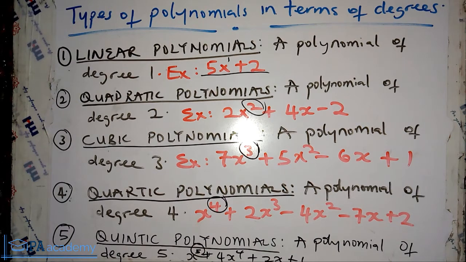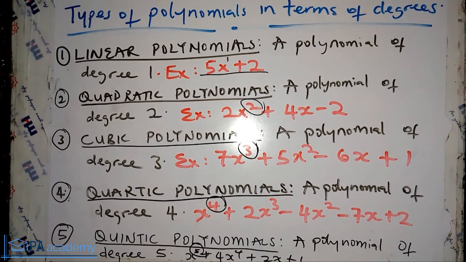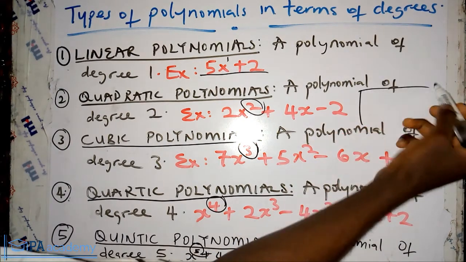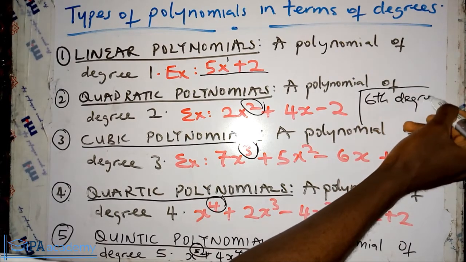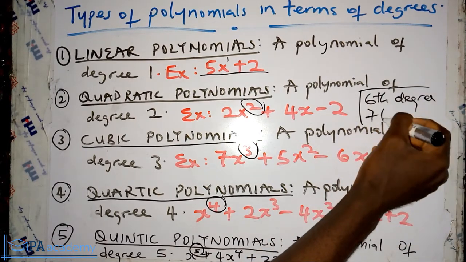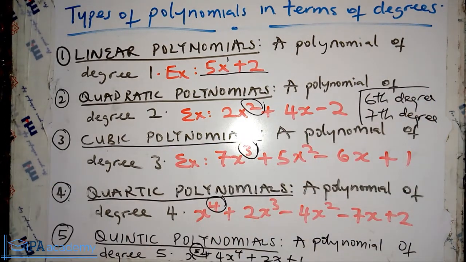Now anything beyond the degree of 5, we just call it with a number. So if we have a polynomial with, for example, the degree of 6, we call it a sixth degree polynomial. If it's 7, we just call it a seventh degree polynomial. So that's the explanation on the types of polynomial in terms of degree.